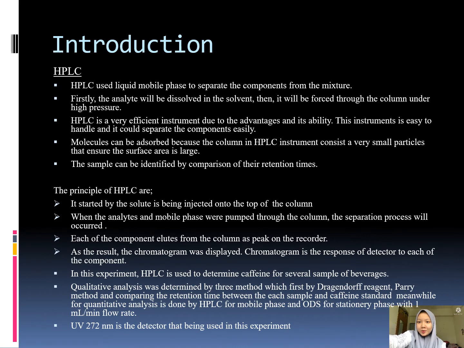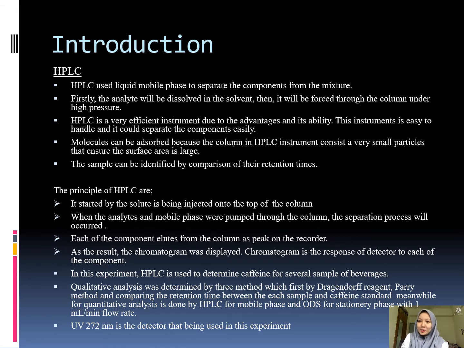High performance liquid chromatography. HPLC uses a liquid mobile phase to separate the components from the mixture. The analyte will be dissolved in the solvent and then it will be forced through the column under high pressure. HPLC is a very efficient instrument due to its advantages and ability, easy to handle, and it could separate the components from the mixture easily. Molecules can be adsorbed because the column in the HPLC instrument consists of very tiny particles that ensure a large surface area. The sample can be identified by comparison of their retention time.